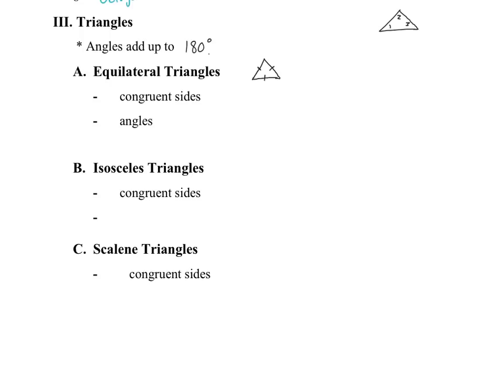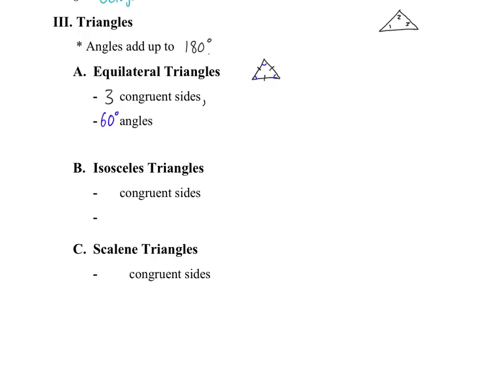So it's going to have 3 congruent sides. And all 3 of those angles should also be congruent. So I could say this angle is congruent to that angle, which is congruent to that angle. Well, if all the angles are the same and they add up to 180 degrees, 180 divided by 3 gives us 60. So we're going to have 3 60-degree angles.